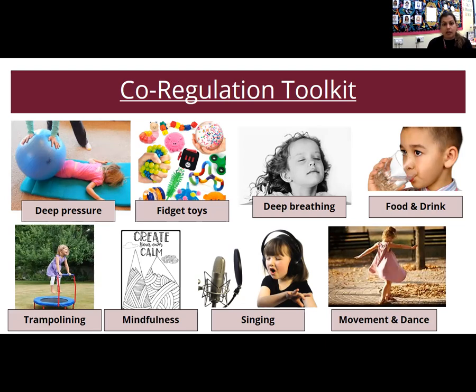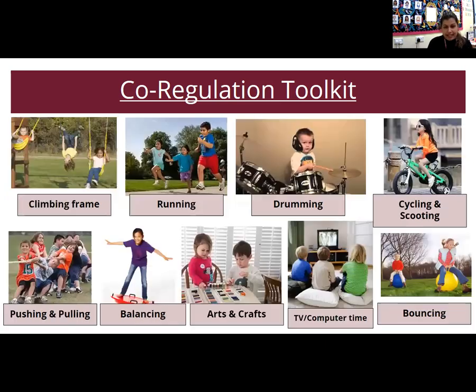We use fidget toys a lot throughout our school for those children that feel anxiety or are going through something and they just need that physical thing to squeeze. Deep breathing, mindfulness, we have Headspace at school which we use for that. Trampolining, we also have that at school to help our children during sensory circuit time, which I'll talk about in a moment. Singing, movement, dance, using the climbing frame, using the playground, all of those are really important co-regulation toolkit, and it's not an exhaustive list.